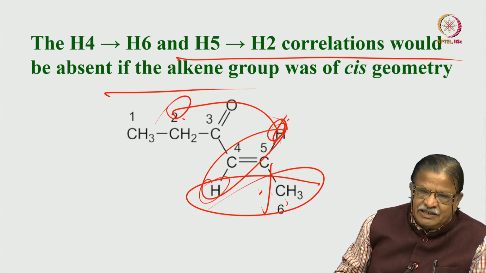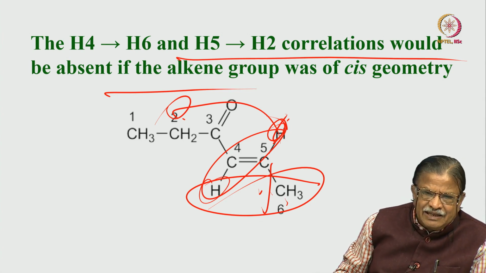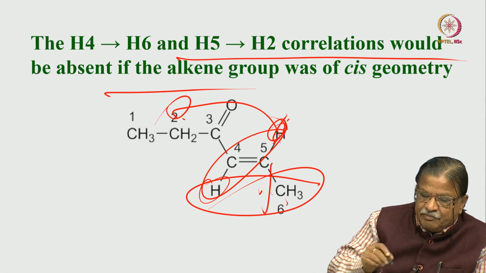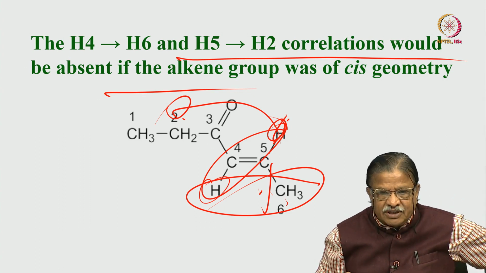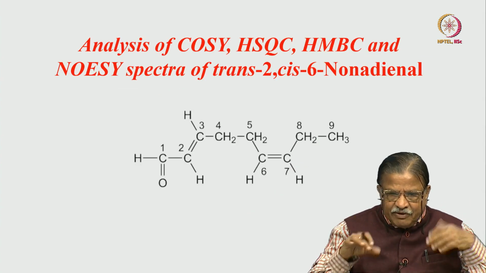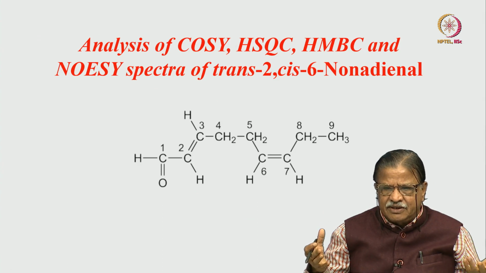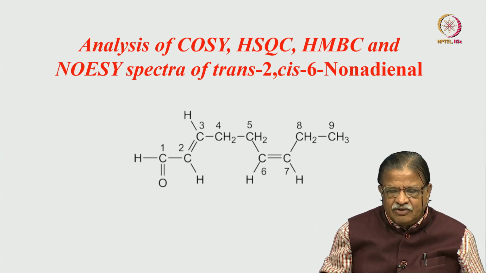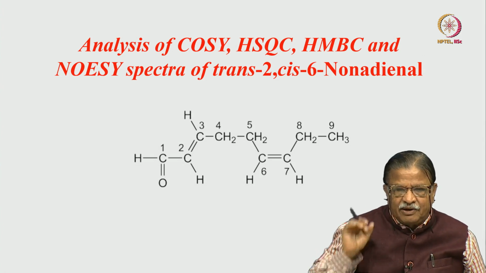This type of observation tells me that these two alkene protons are trans to each other and not cis to each other. So, both the observation of the peaks and the non-observation, if it were to be cis, you would not have seen that. So that's why we can come to a conclusion about the structure or geometry of this molecule.